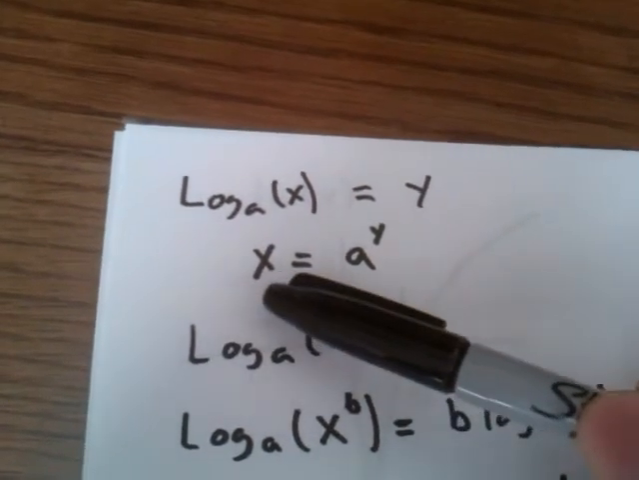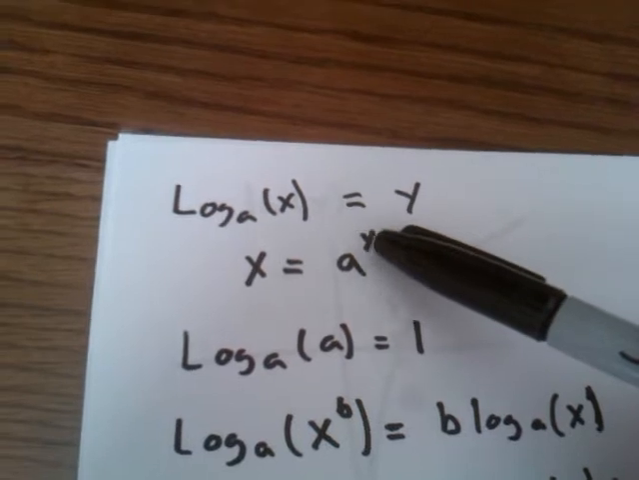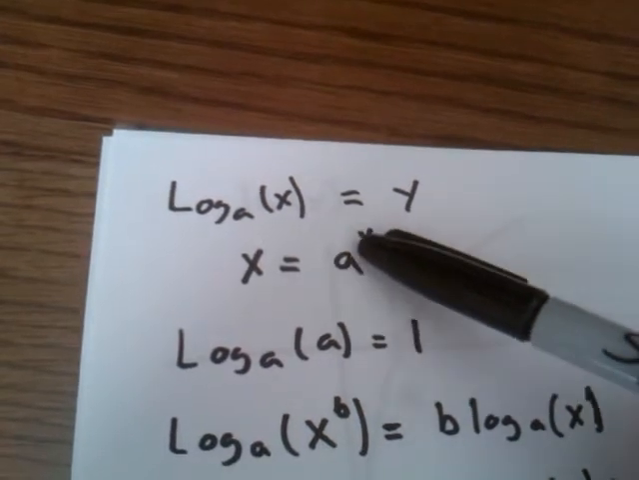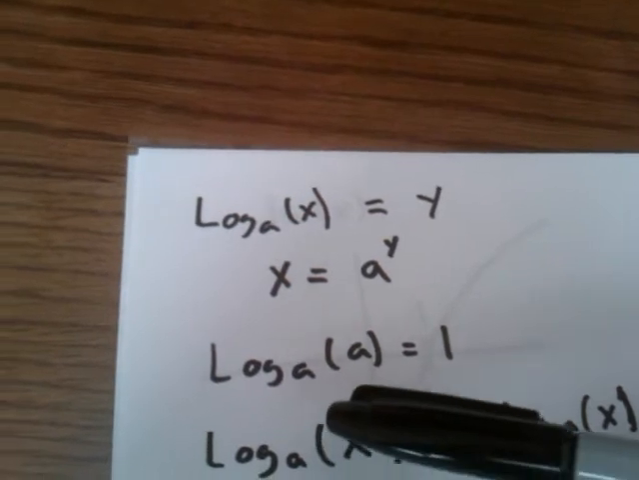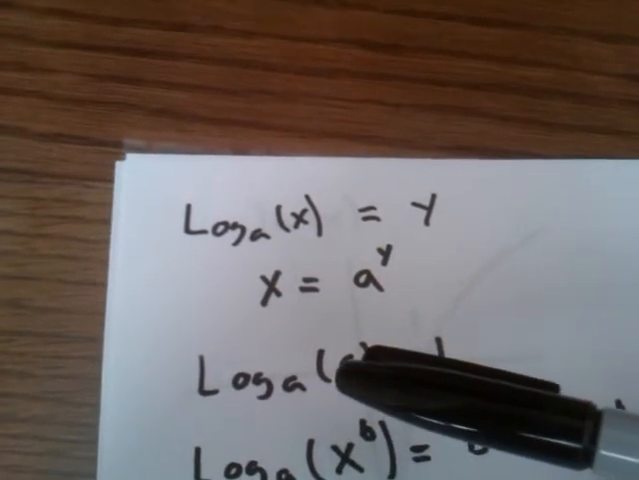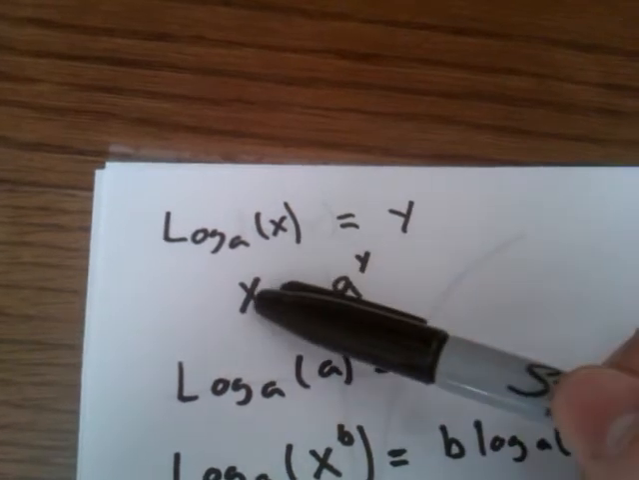What this is saying is that there are two numbers, x and y, such that a to the y is equal to x. So you could think about this as a to what number will give you x.